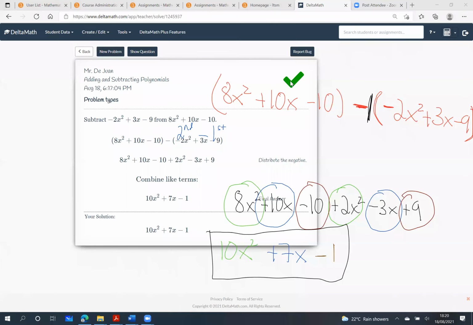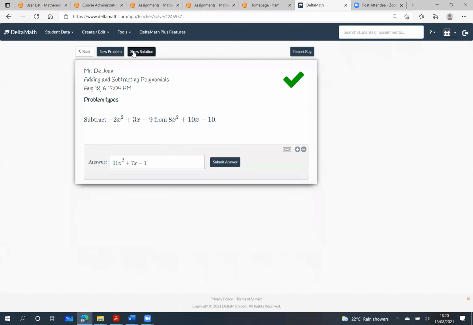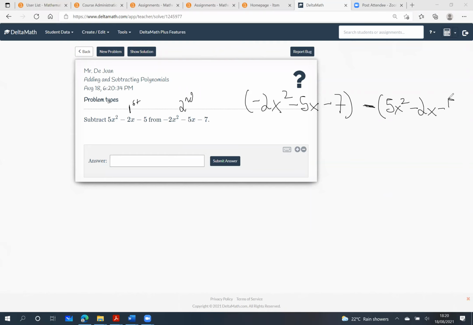Let's clear it and do one more of these because these are the tricky ones I don't want you to fall into a trap for, okay? New problem. Perfect, just like we wanted. Now, remember, the second term from the first term. So I'm going to do negative 2x squared minus 5x minus 7 subtracted from 5x squared minus 2x minus 5.